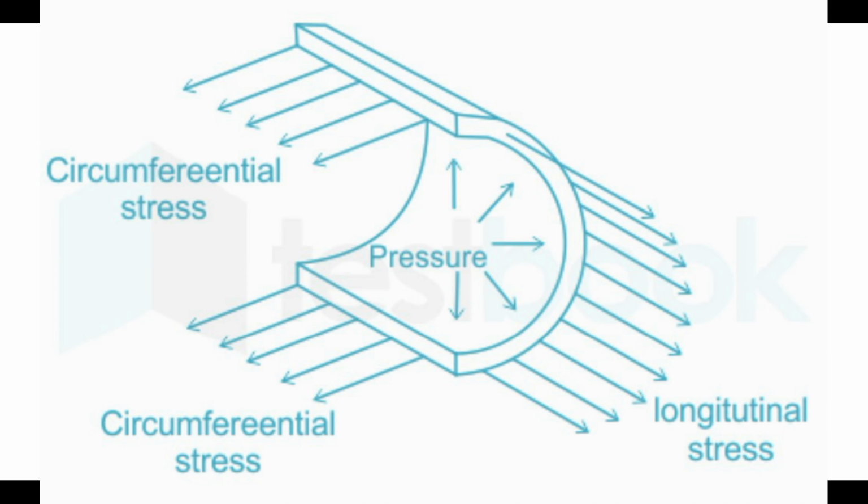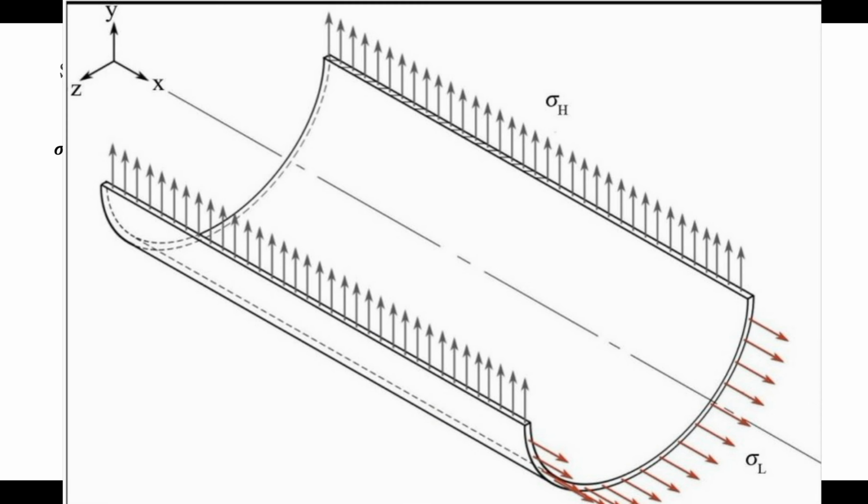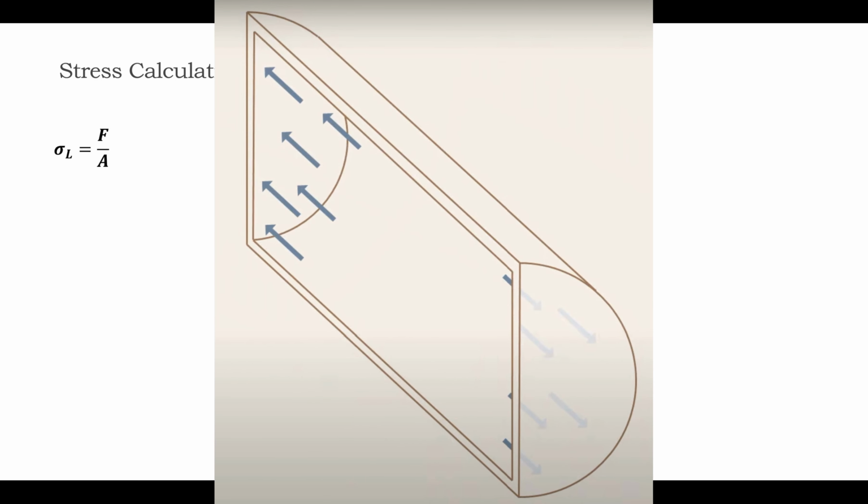Axial or longitudinal stress. Axial stress is a stress that occurs in a pipe in the longitudinal direction. It is caused by internal pressure acting on the end of the pipe.